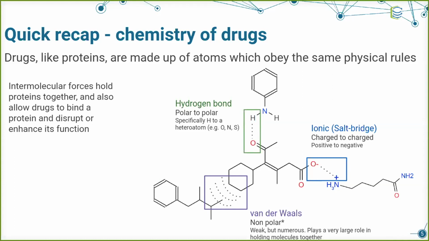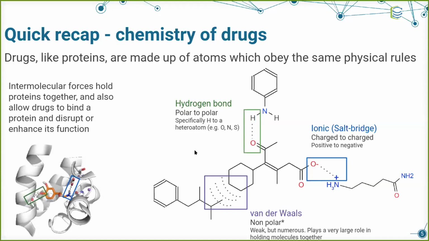He went over three major types of intermolecular forces: the hydrogen bond, which is highlighted here in green. We have the ionic salt bridge, which is highlighted in blue. And then something called the van der Waals, or London dispersion forces, which is another name for them, where you have this interaction between non-polar groups.